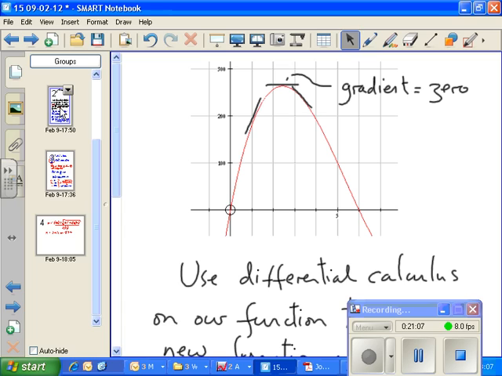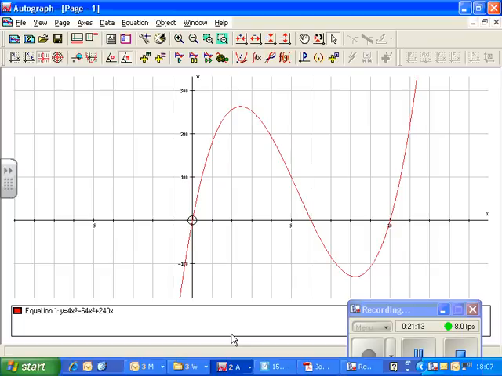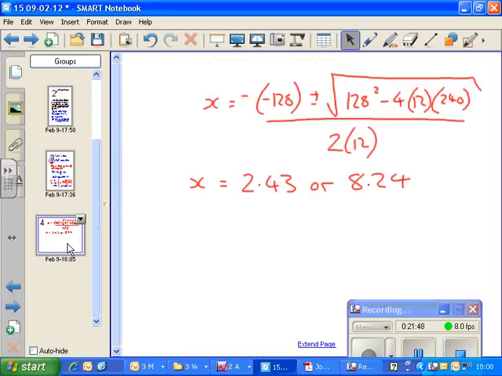Looking back at this function, and if we look back to the autograph that we looked at originally, note two points at which the gradient drops to zero. We're only interested in this one, but the quadratic equation, when we solved it, gives us both. So can you see the two values where the gradient drops to zero? 2.43, looks like, and 8 point something, looking at the curve. So those are our two solutions. The only one that makes any real sense to us is the first solution, so that's the one we go for.